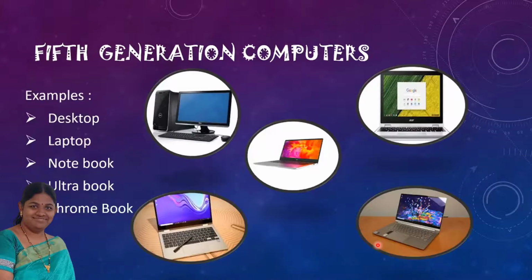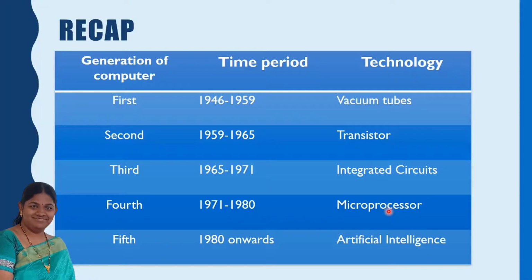These are the examples of fifth generation computers: desktop, laptop, notebook, ultrabook and Chromebook. So till now we have discussed the generations of computers. Let's recap all the things.